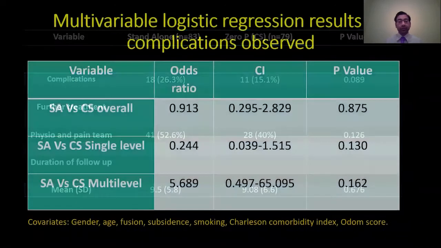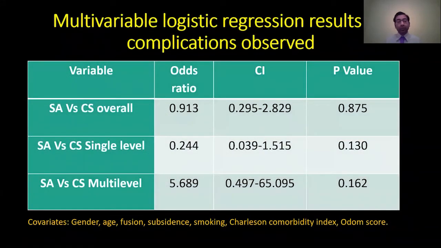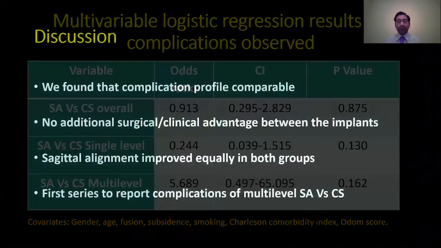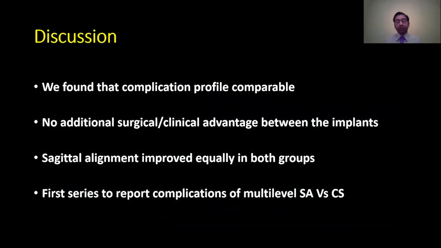We looked into a multivariate regression to see if the following covariates influence the result, like gender, age, fusion, subsidence, smoking, Charlson Comorbidity Index, and ODI score. We did not find any difference between the groups overall and also at single and multi-level. Within this study, we didn't find any complication difference between the two groups, and the outcomes were comparable, the sagittal alignment parameters included.